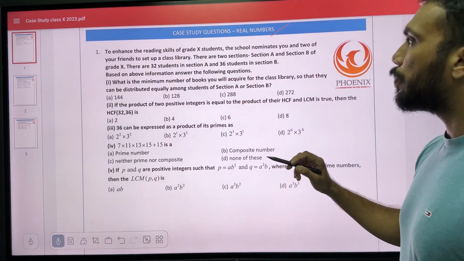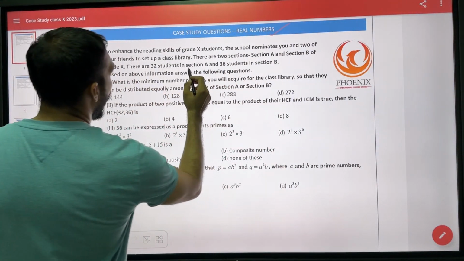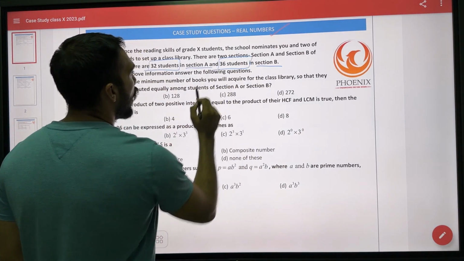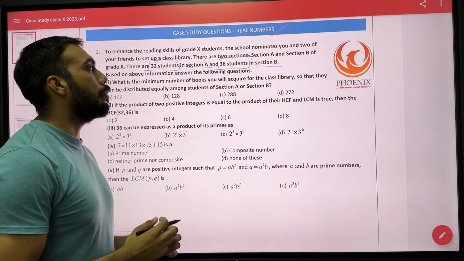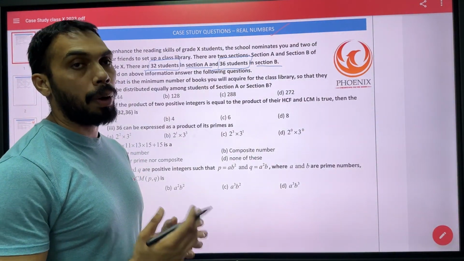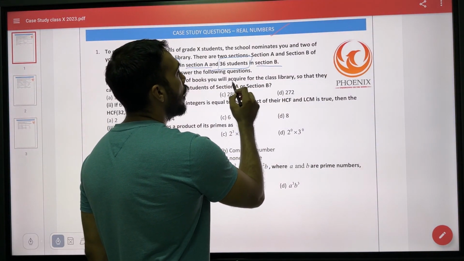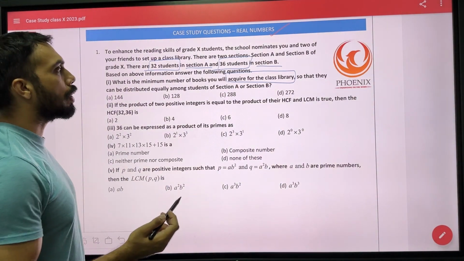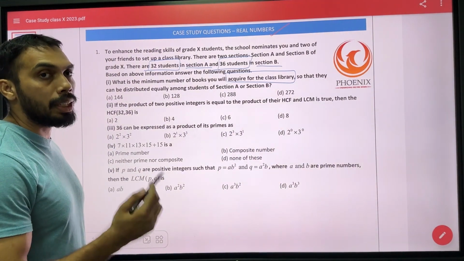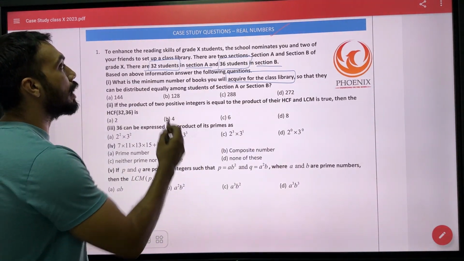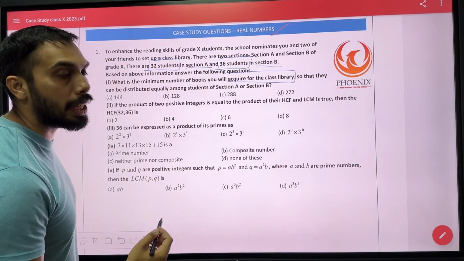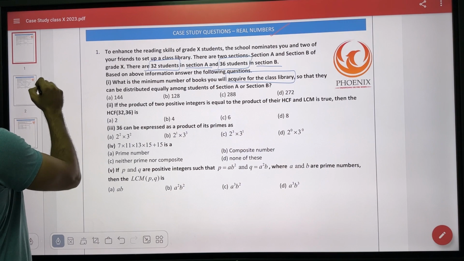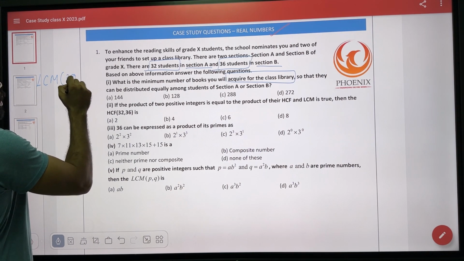So what I have over here, you're given 2 student sections. Section A has 32 students. Let's mark the data. Section B has 36 students. Now you need to find how many books you need to acquire for the class library so that they can be equally distributed among each of the sections. The number of books can never be less than the number of students, so I am expecting an answer which is greater than 32 and 36. Whenever we are expecting an answer greater than the given numbers, we need to find the LCM of these 2 numbers. So for the first part, I need to find the LCM of 32 and 36.